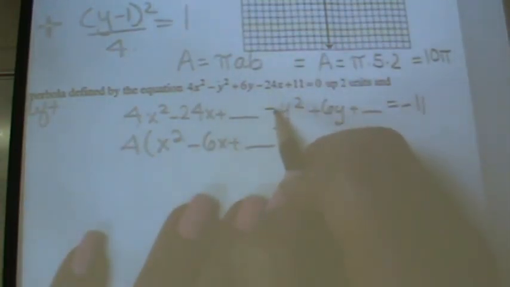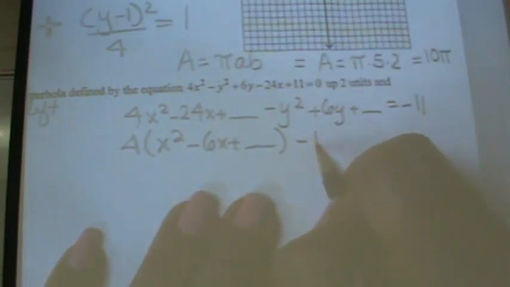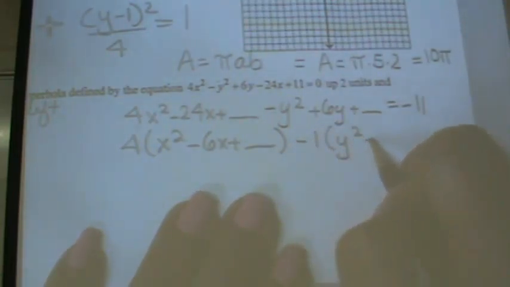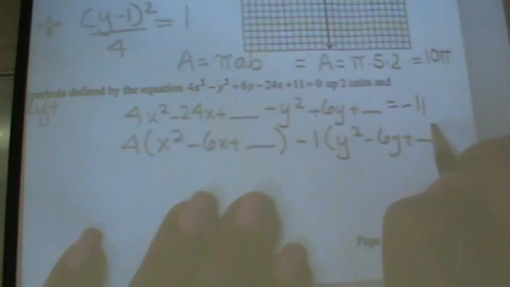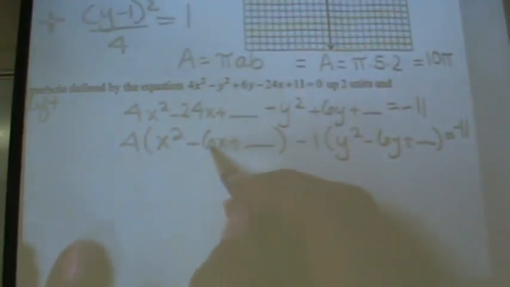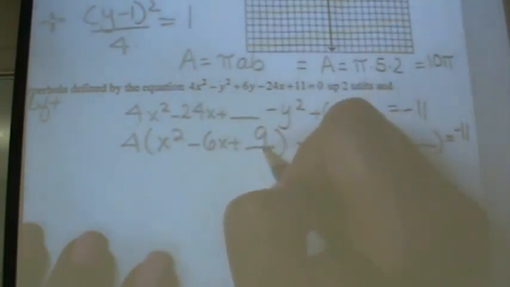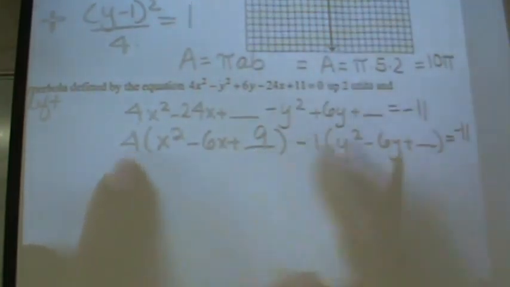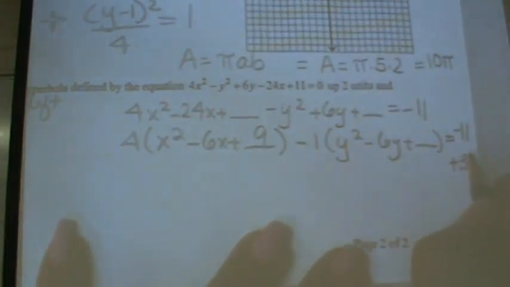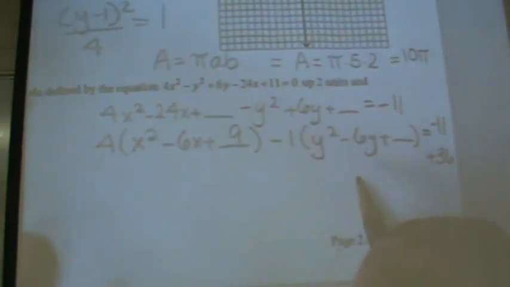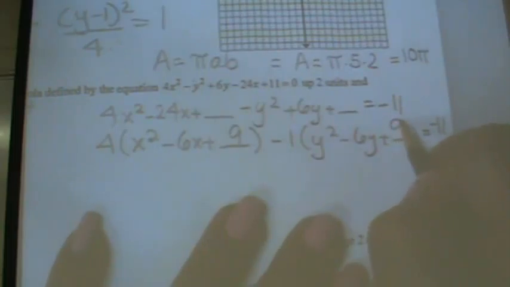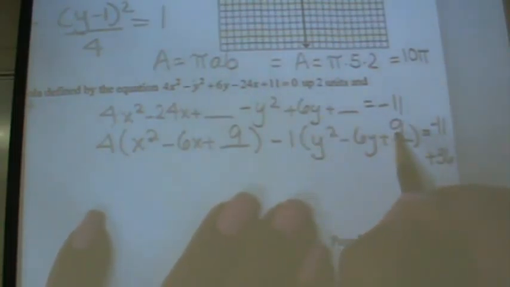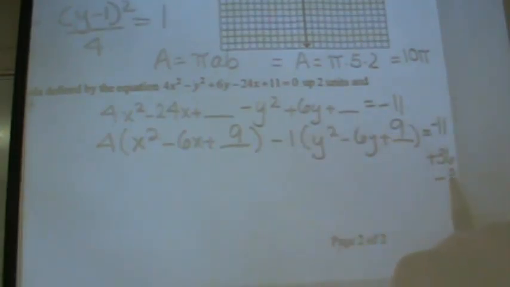And here you have to pull out a negative 1. That's a little tricky here. Okay, so half of 6 is 3 squared, you get 9. You're adding 36 here. Half of this squared, again, is 9. This is negative 9, so you have to add negative 9 to the other side. Whatever you do to one side, you do to the other.